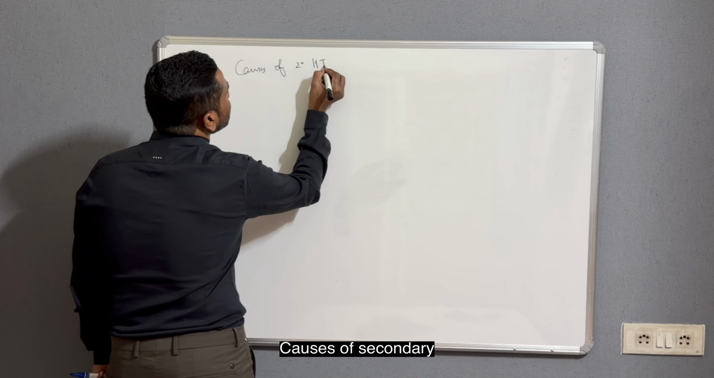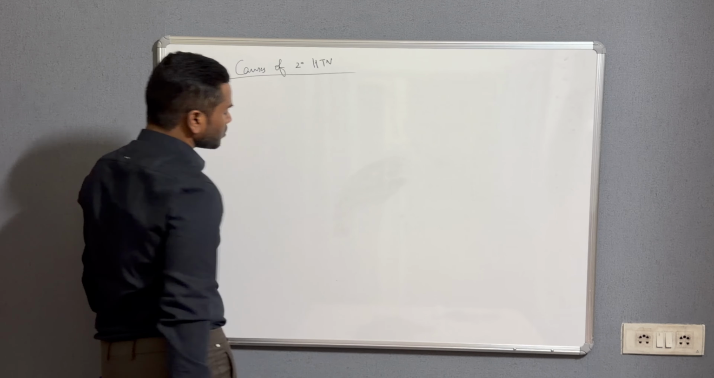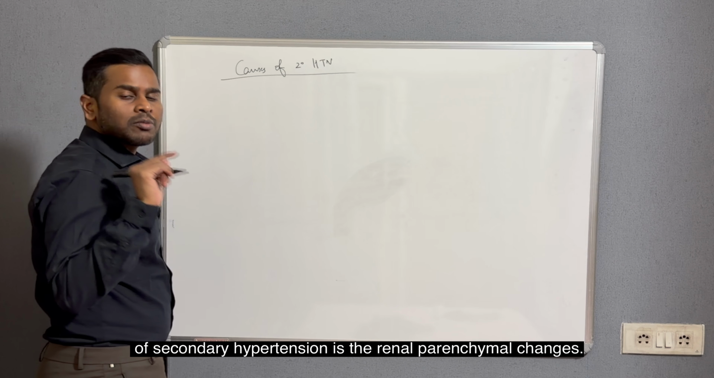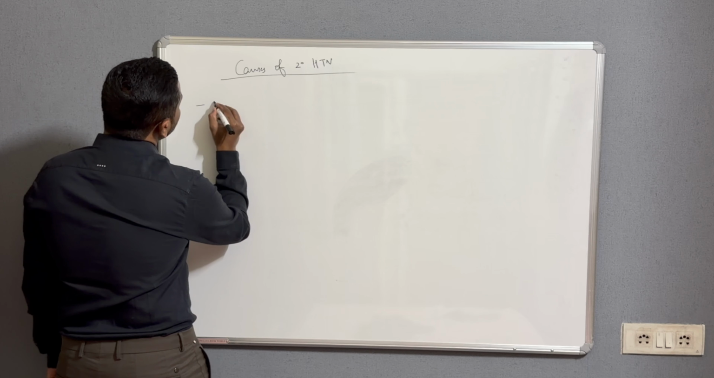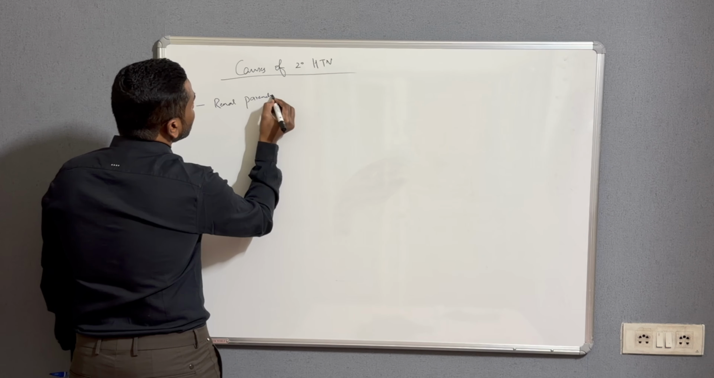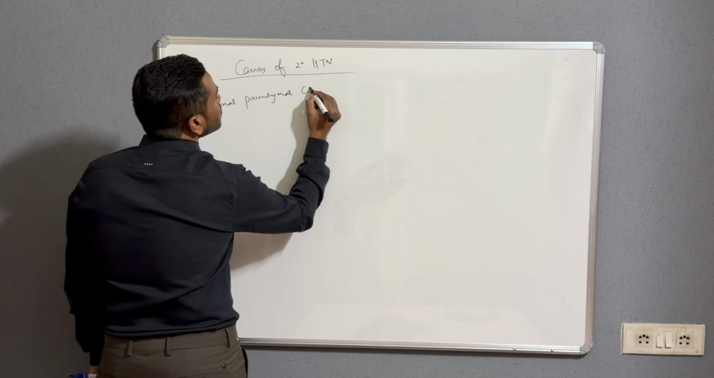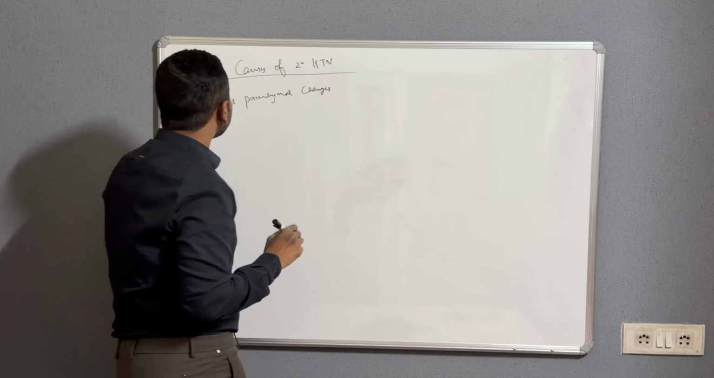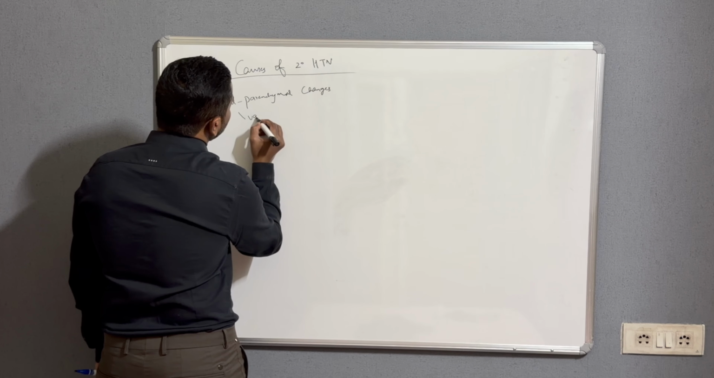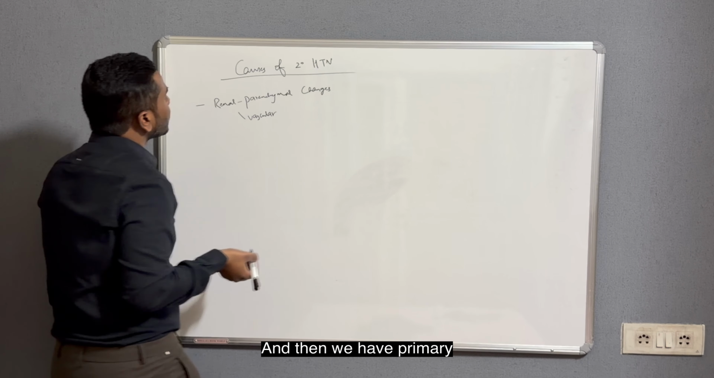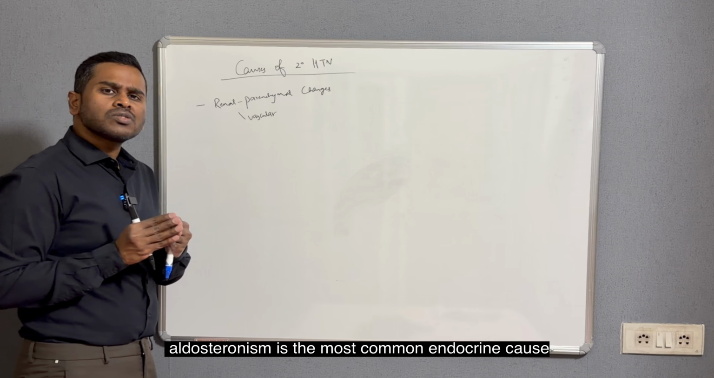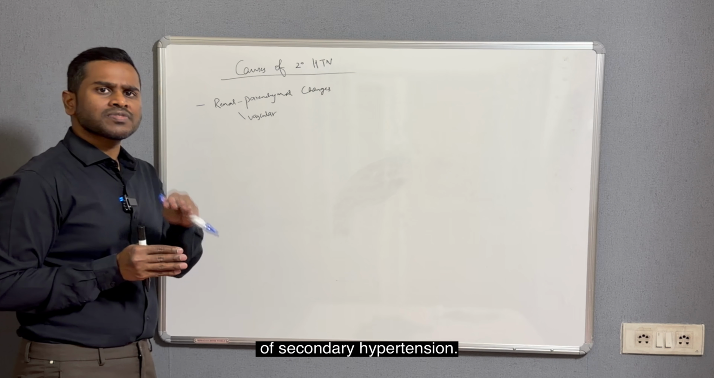Causes of secondary hypertension. The most important and the most common cause of secondary hypertension is renal parenchymal changes, followed by renovascular causes, and then we have primary aldosteronism, which is the most common endocrine cause of secondary hypertension.